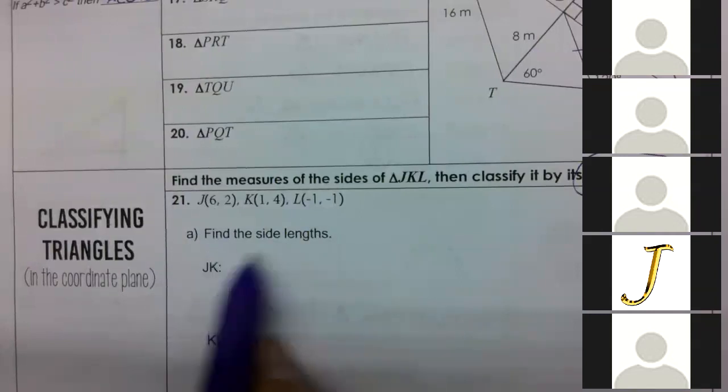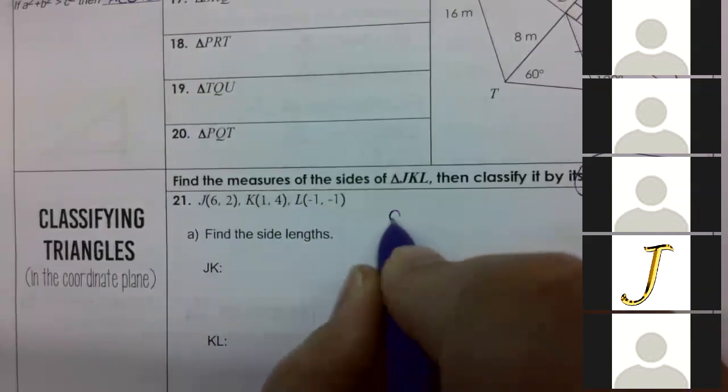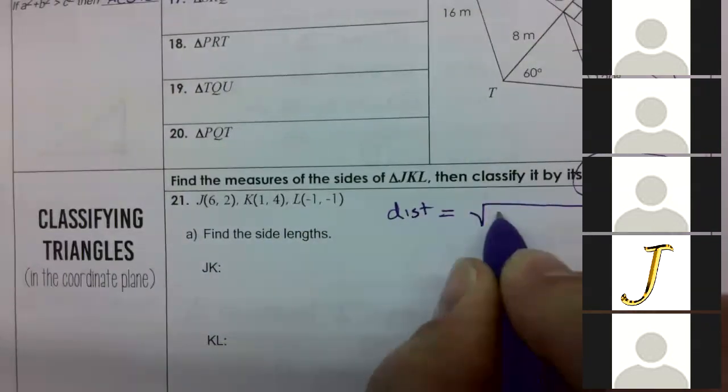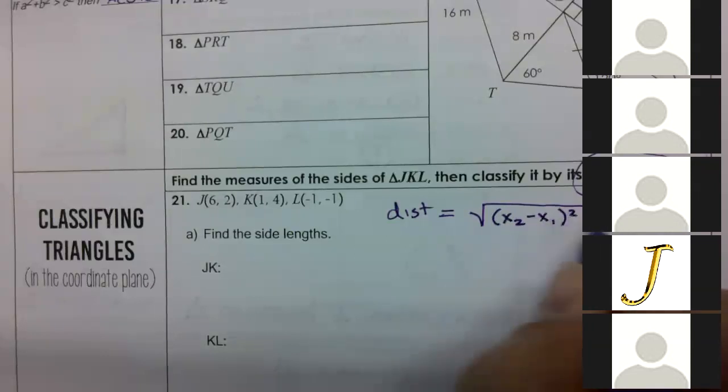Step 1 is find the side lengths. How might we do that? Very good, distance formula. And I'll give it to you again here in case you don't have it at the ready. x2 minus x1 squared plus y2 minus y1 squared.